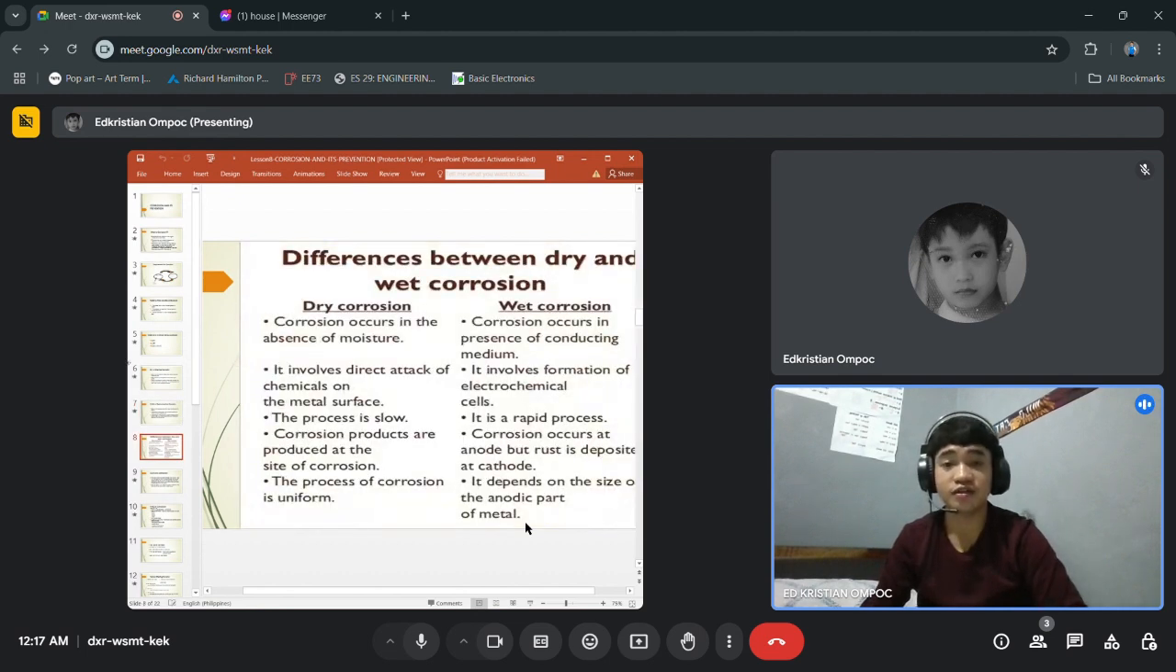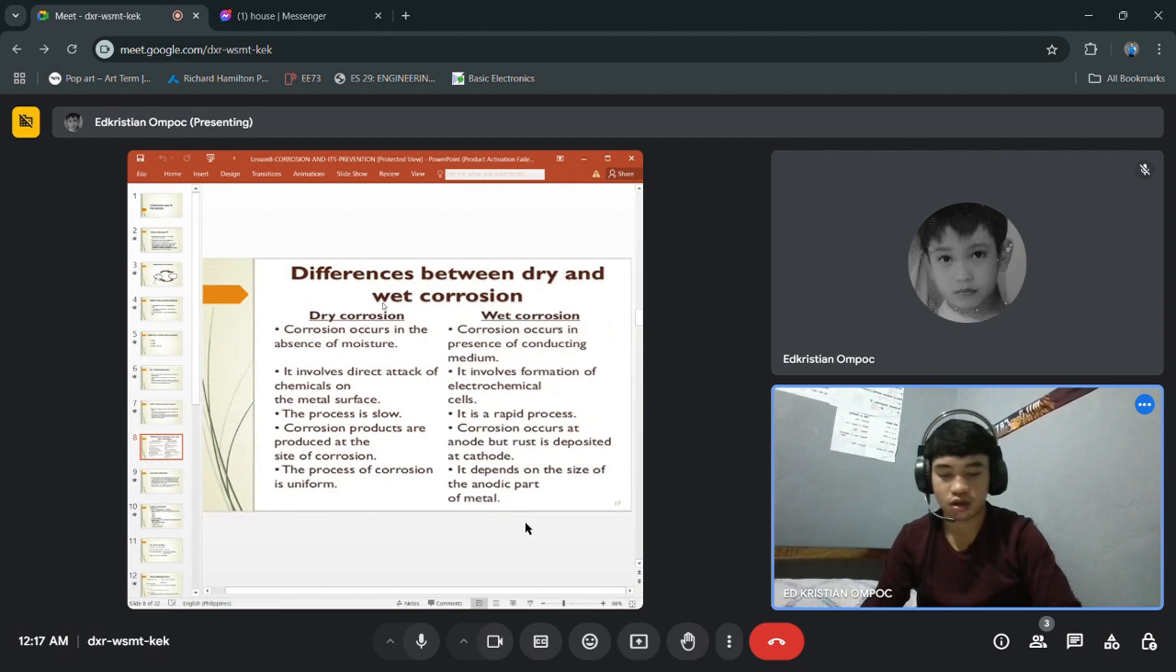So muna siya ang difference between corrosion and between dry and wet corrosion. So dry corrosion occurs in the absence of moisture, whereas a wet corrosion occurs in the presence of conducting medium. Kanang ginapasabot nga conducting medium mo ni siya ang katong electrolyte solution, seawater, basta mga katong mga liquid. It involves direct attack of chemicals on a metal surface, whereas the wet corrosion, it involves formation of electrochemical cells.